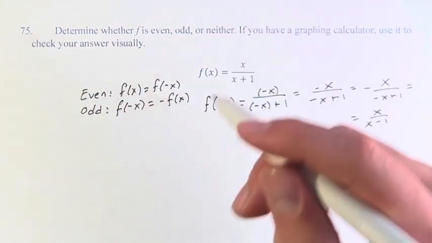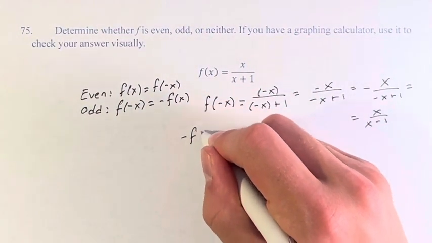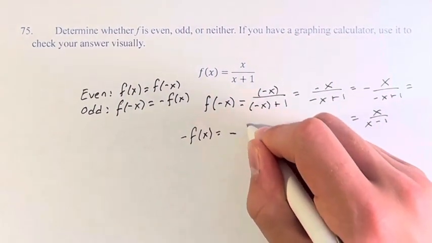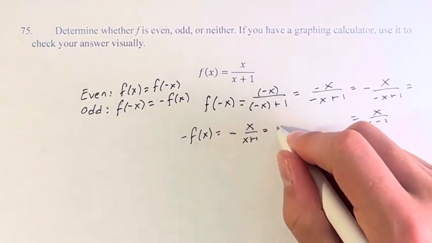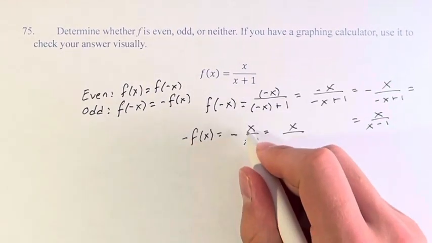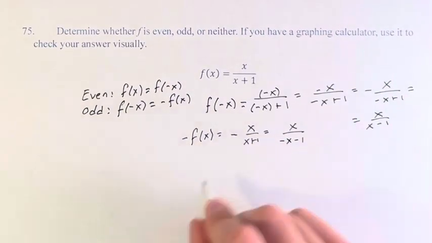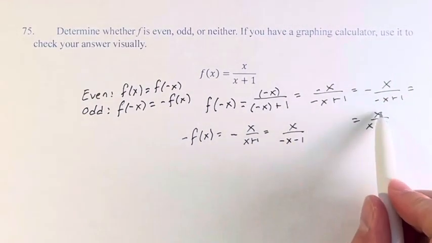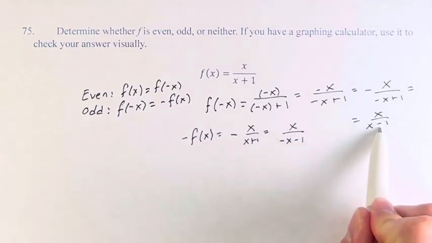Is it equal to negative f of x? Negative f of x equals negative x over x plus 1. This is equal to x over, we can multiply the negative 1 by the denominator, or the numerator, but the denominator will be clear, negative x minus 1, right? You have to multiply it by both. These have the same numerator, but different denominators, right? Negative x minus 1 is not the same as x minus 1.